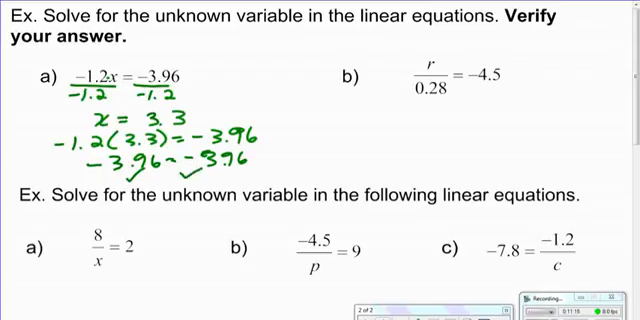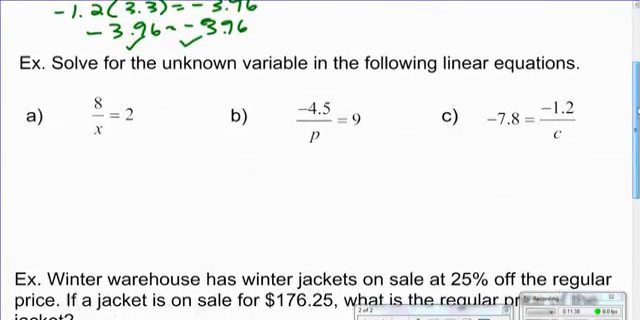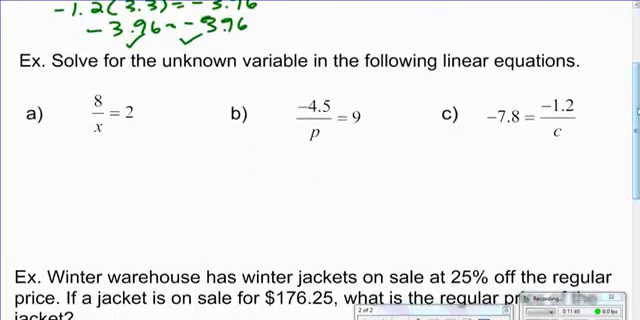B, R is being divided by 0.28, so we're going to times it by 0.28 to cancel it out. Okay, so then we get R by itself, and R equals a negative 1.26, because negative times positive is negative. So again, you are going to do these 3 on your own, and then we will check them together.